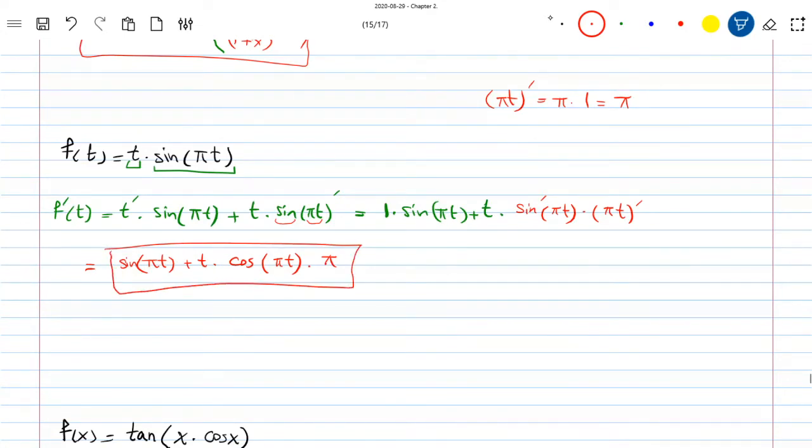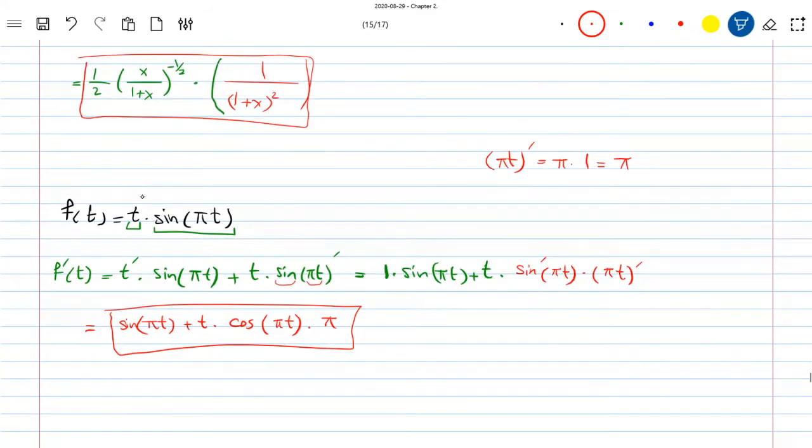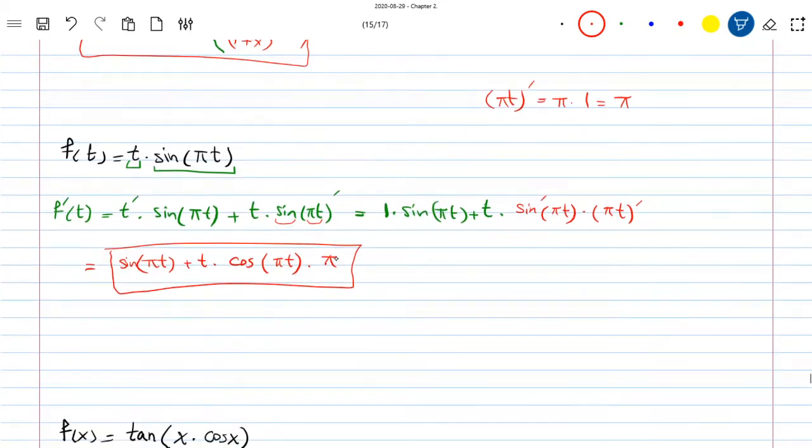Again, pi is not a variable, it's a constant. You can always keep it fixed. Okay. This is the derivative of t times sine pi t. Do not jump ahead to the chain rule. Try to apply the rules in order. First you need to apply the product rule, then after that chain rule is necessary.